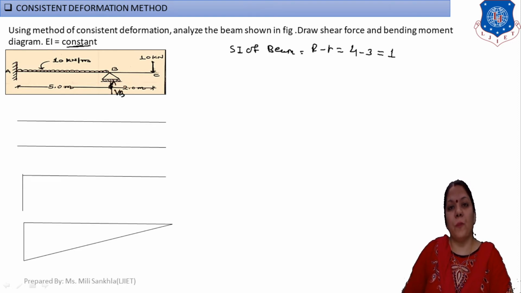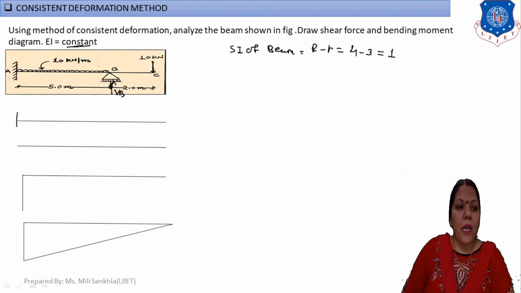and here we take this VB as a redundant force. Now take care guys, here the support reaction, the unknown force that we release, is given at an intermediate point. In the starting two examples, this VB was given at the last point. Now what is the effect of this intermediate support reaction, that we understand later on. Okay, now we select this VB as a redundant.